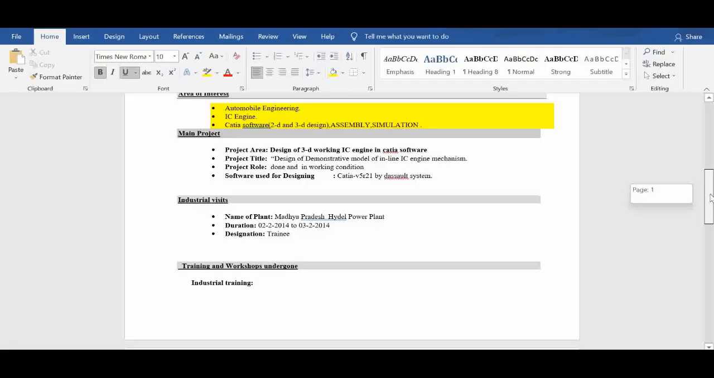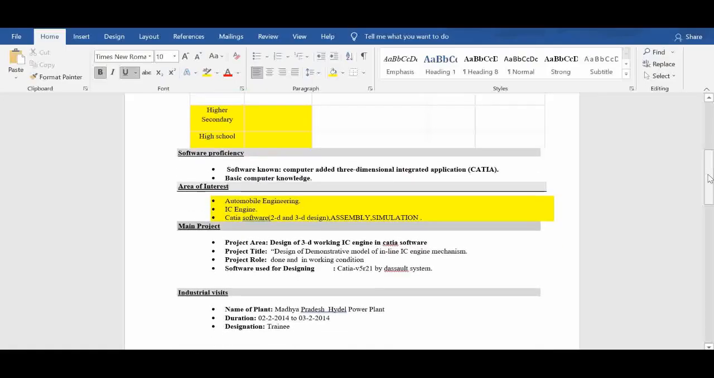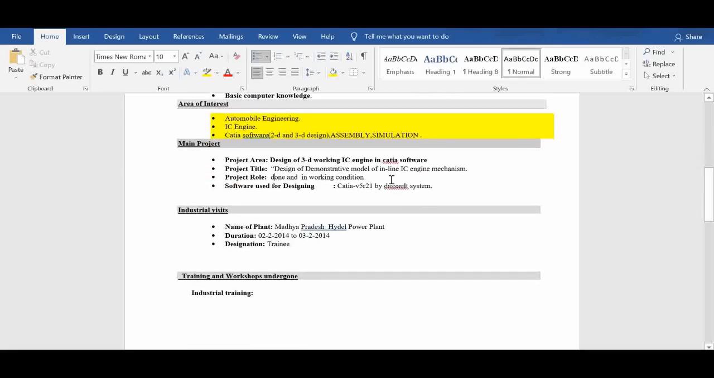And in case you are a fresher, if you don't have that working experience, then you can write these parts, that software proficiency, what projects you have done. Now let us see how the candidate has structured it. So the main project, he has written everything in detail, as this is only about one project.